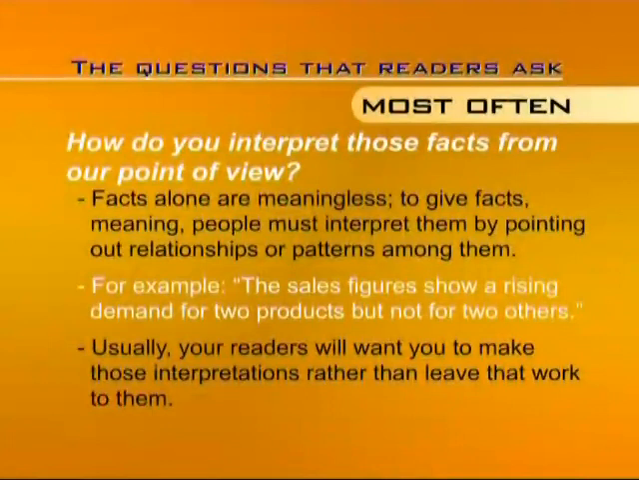For example, if you say the sales figures show a rising demand for two products but not for two other products, this way you are showing a relationship between the two products through the sales figures. If you just list the sales figures, there is no interpretation, you are just listing the facts, saying there were so many of this type of product sold in 99, so many sold in 2000, 2001, etc. But you're not showing any relationship between them. So you're not doing any interpretation of those facts, and you're leaving it to the reader to interpret the fact. And that is not what the reader wants.